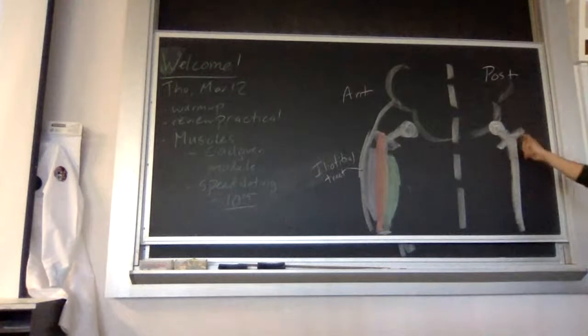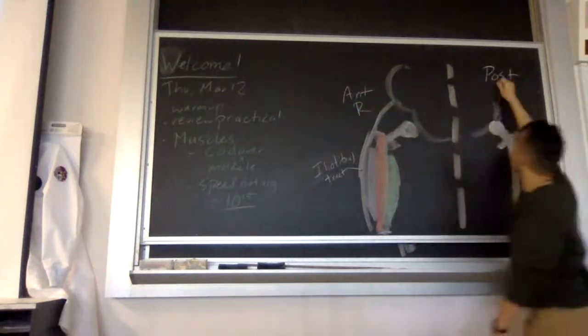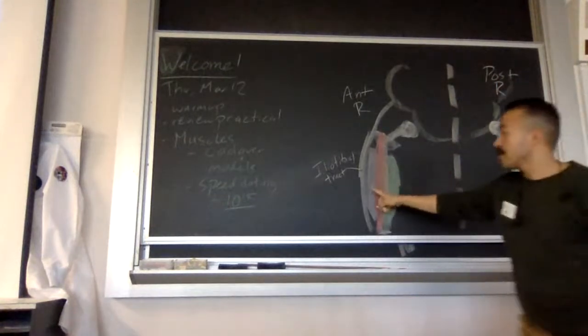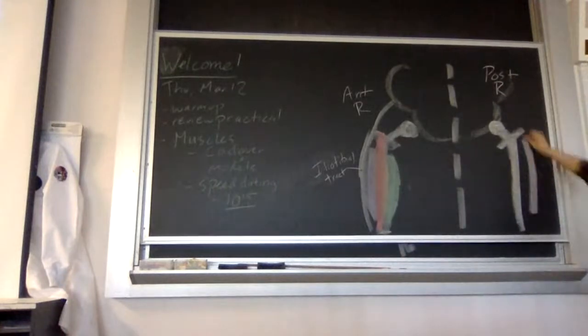So here's a posterior view of the right leg. This is anterior to the right, here's posterior to the right. We can see vastus lateralis right here. It's peeking out because it's so lateral and big. And you can see the iliotibial tract as well. This is right there on the outside. So iliotibial tract, vastus lateralis.